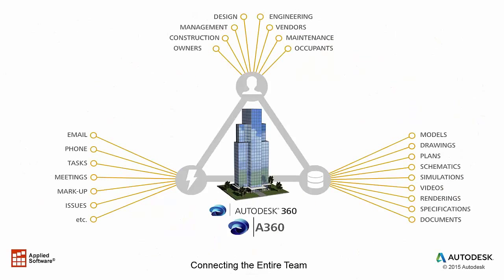So what Autodesk A360 does, it connects the entire team, all the way from products, services, the team itself, the people, and the data. All gets connected into one central place on the cloud. And that makes it easy to manage all this data.